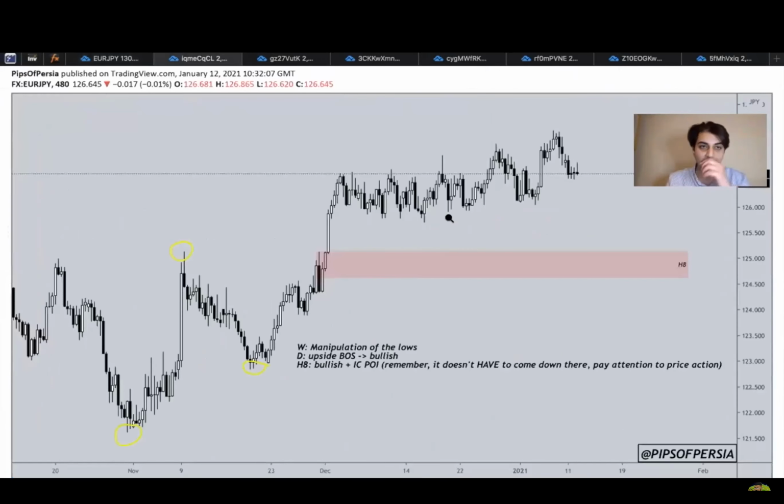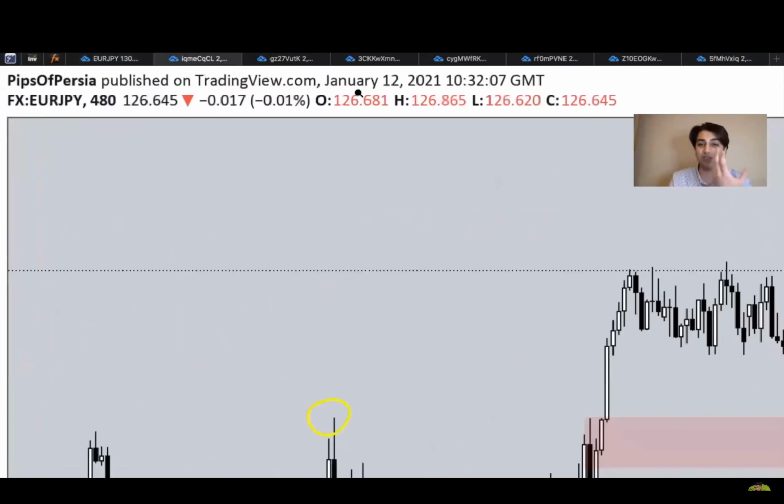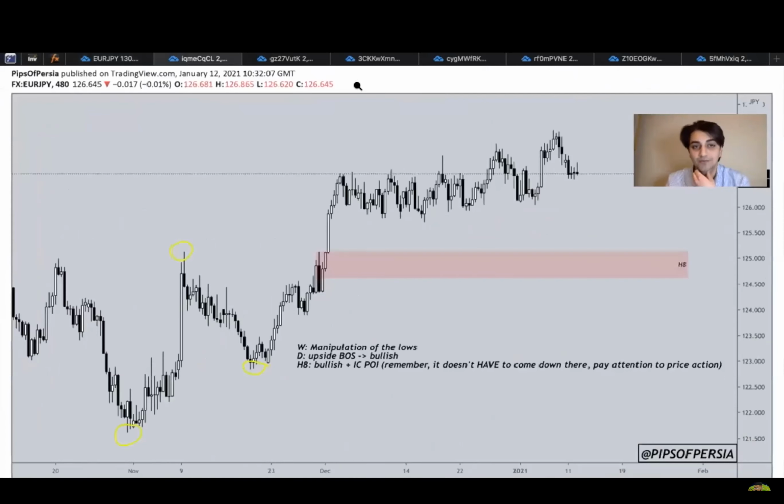And this is where this first picture comes into place. This is documentation from some time ago. So we're talking January 12th this year, so around February, March, April, three months ago exactly, more or less. This is the first picture where this was generally what was identified. The 8-hour time frame is what we're looking at right now. Weekly manipulations of the lows, daily upside break of structure, bullish. That's exactly what we spoke about.